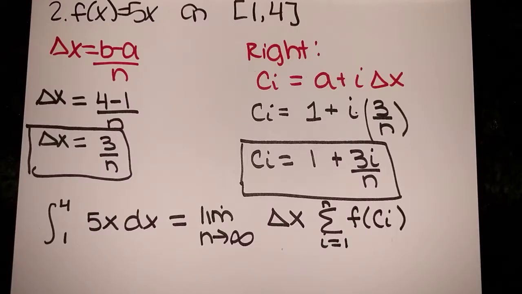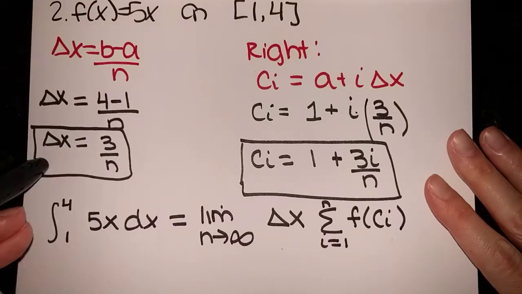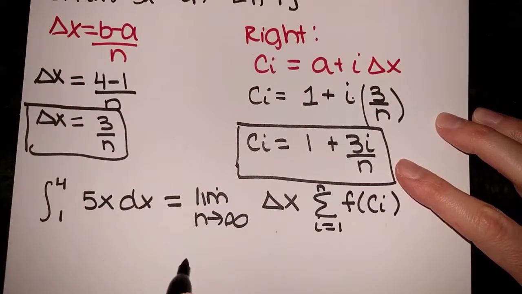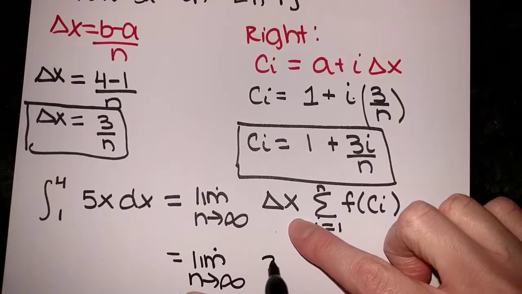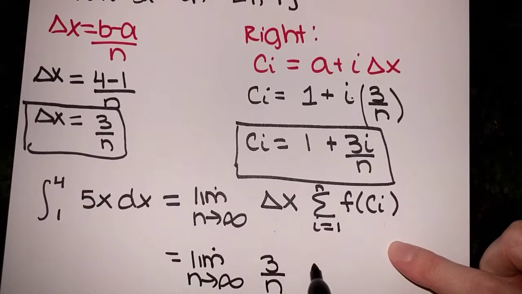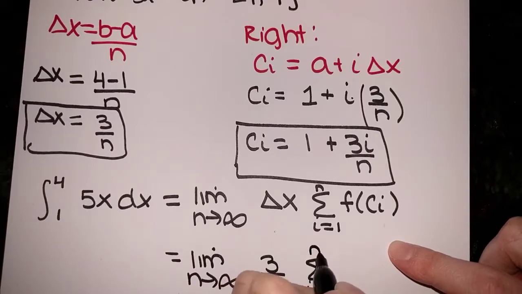All right, so now we want to plug in on the right-hand side our delta x and our ci. So this will become the limit as n goes to infinity. Delta x is going to be 3 over n. Summation from i equals 1 to n.